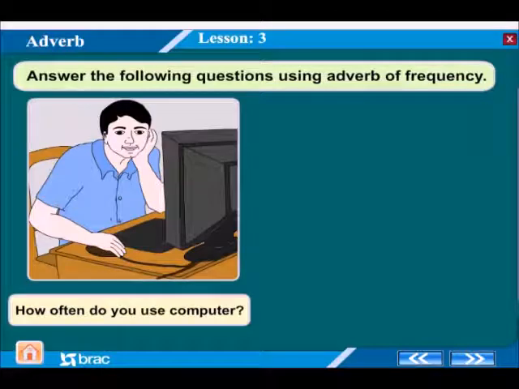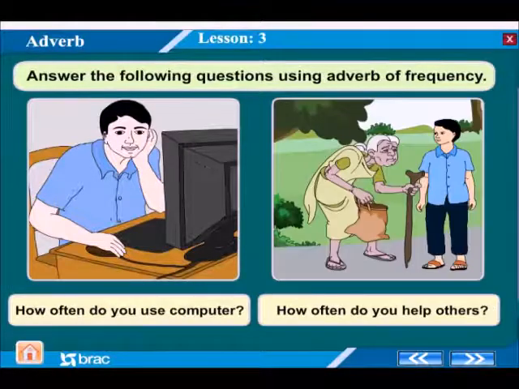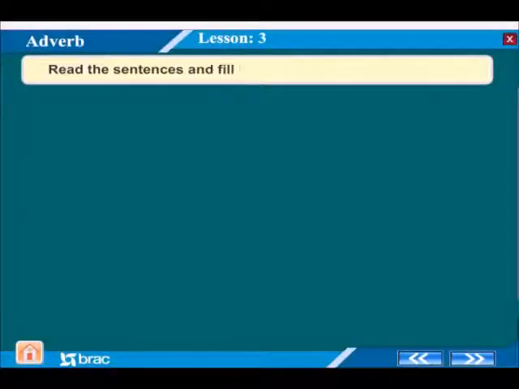Answer the following questions. How often do you use a computer? How often do you help others? Read the sentences and fill in the gaps with suitable adverbs.